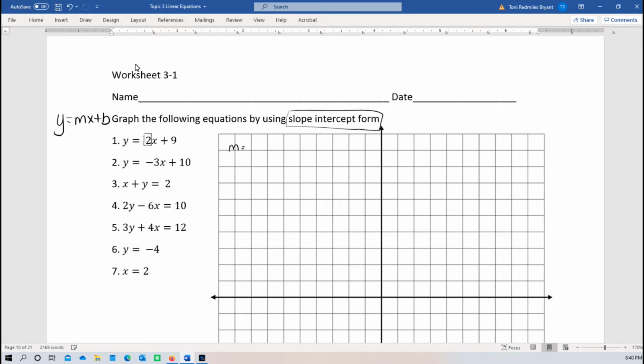So our slope is going to be a rise of 2 and a run of 1, and our y-intercept is going to be at 0, 9, okay, because 9 is in the B spot. All right, so let me put some numbers here. All right, and our first spot is our y-intercept, and it's going to go at 9. Now, you might be saying, wait a minute, I don't have enough room to rise to.